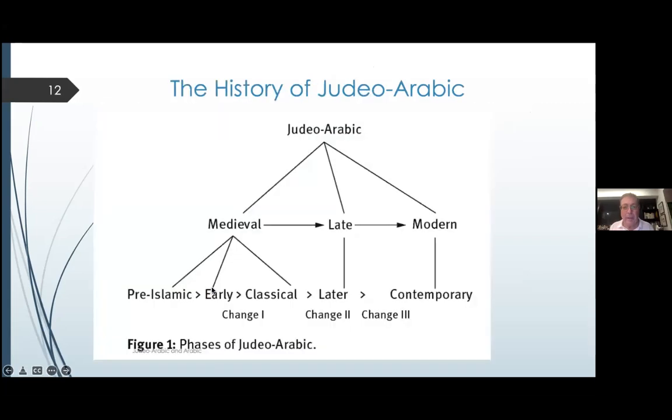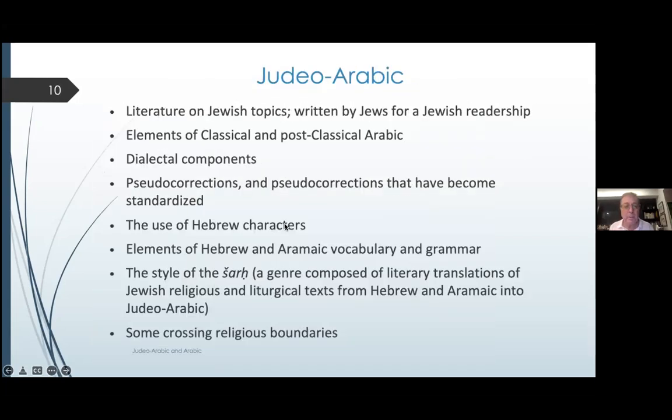And also in Judeo-Arabic, we use Hebrew characters, as you see. We have elements of Hebrew and Aramaic vocabulary and grammar. We have the style of the sharh, which is a special genre that reflects literary translation of Jewish religious and liturgical texts from Hebrew and Aramaic into Judeo-Arabic. So we have the Passover Haggadah, we have the Book of Esther in Judeo-Arabic, we have the Book of Genesis in Judeo-Arabic, etc. By the way, we have this in most Jewish language varieties, okay? We call it Taich in Yiddish, or Ladino in Judeo-Spanish, or we call it Tamsir in Judeo-Italian, etc.